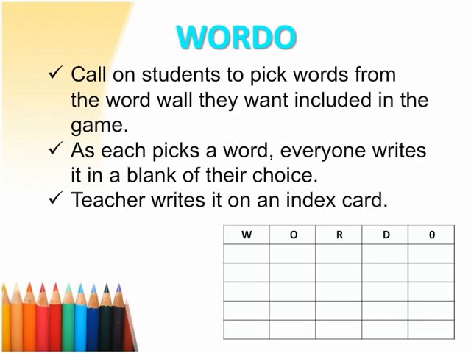To play Word-O, you would call on students to pick words from the word wall that they want to have included in the game. As each student picks a word, everyone writes it in a blank spot of their choice on their game board. The teacher writes the word on an index card.